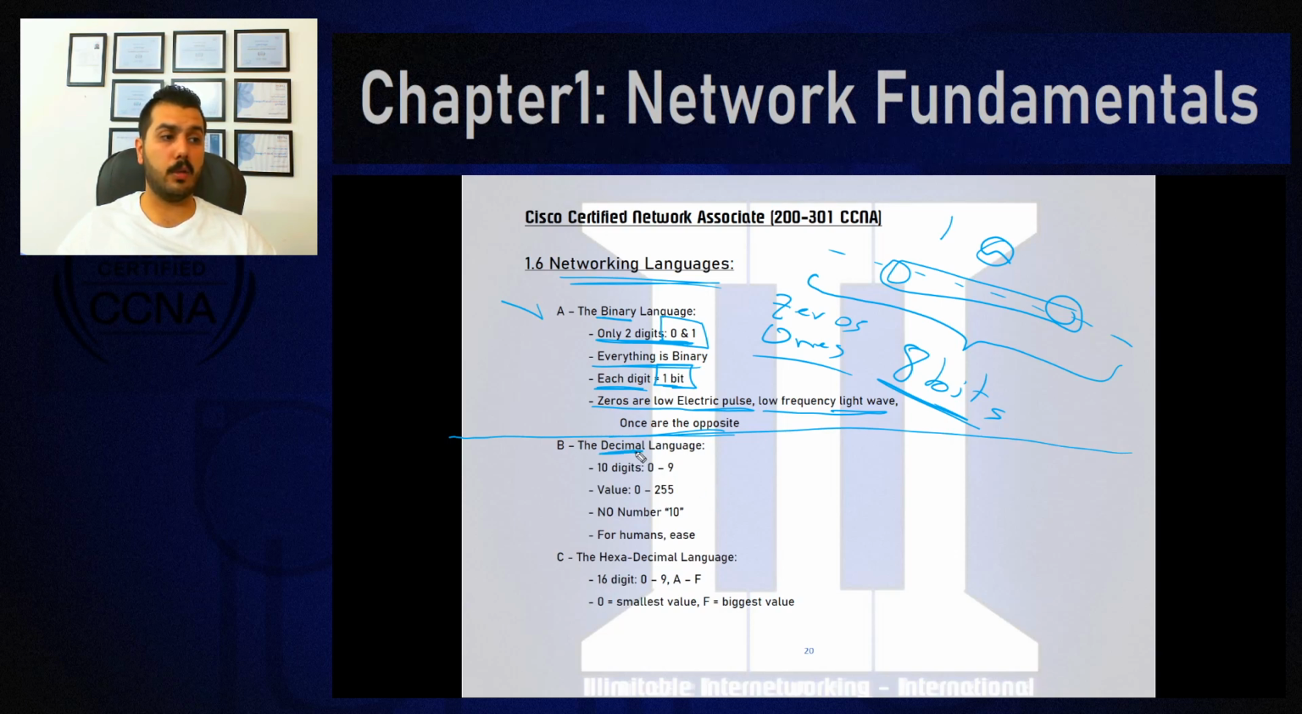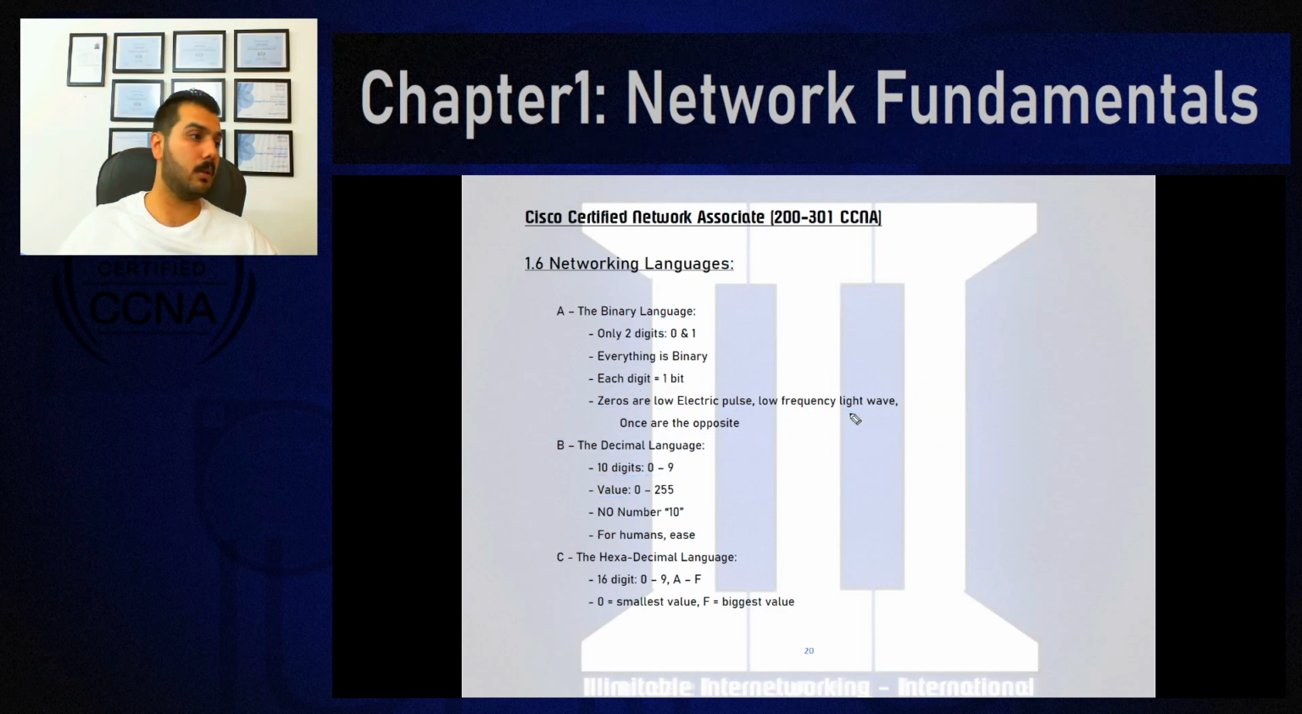The second language is called the decimal, which contains 10 digits. This is something that we understand. It's better for us to know the value of a number. It is numbers from 0 to 9 only, but it can be represented in a single octet, from 0 to 255. We will talk about this in the future with IP addresses. There is no number 10 in here. Whenever you see this, it is 1 and 0. This is for us, humans, to be able to read it.